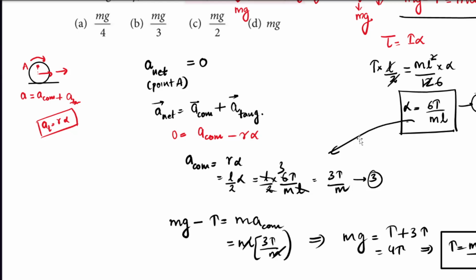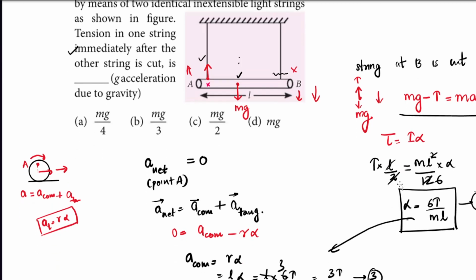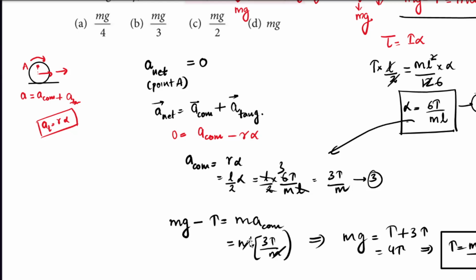So hope it's clear. If you quickly summarize what we have discussed, initially we took the equation of motion in the translational sense: the forces acting, mg and T in opposite directions, are equal to m into the acceleration of center of mass. Then we formed the equation using torque, the rotational analog, and found the expression for alpha. We used that expression for alpha in the acceleration of center of mass, and again substituted that back into the equation of motion to get the final equation for tension. Hope it's clear. Thank you.